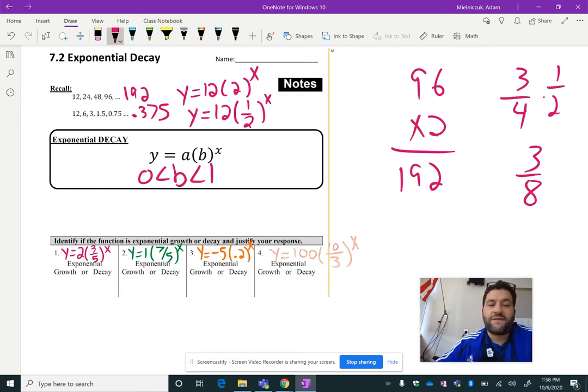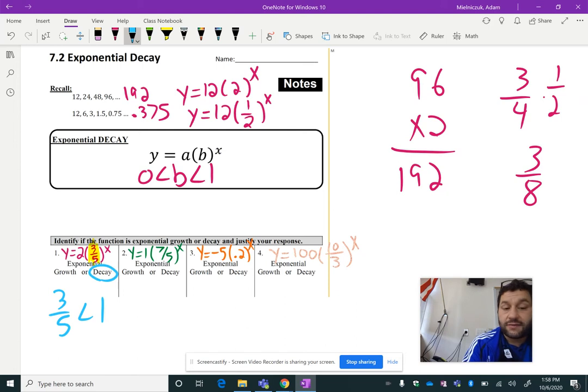So it says identify if the function is exponential growth or decay and justify your response. Well, as we look at our first one, our focus is on 3/5. So you just have to ask yourself, is 3/5 less than 1 or greater than 1? Well, we know that 3/5 is less than 1, so this is decay. And that's our justification right there to justify a response.